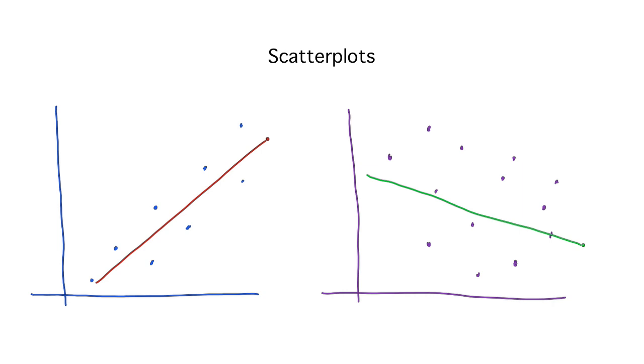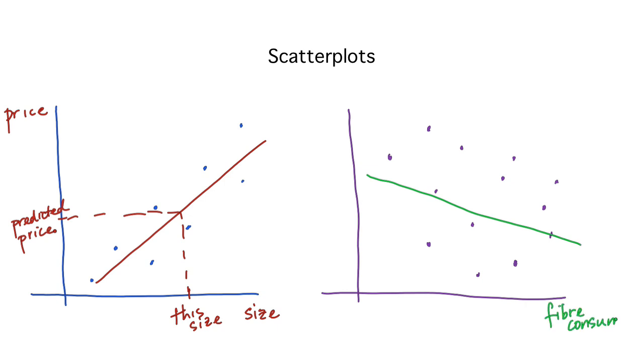For example, there's a positive relationship with the size of a house and its selling price. So, if we know a house has a certain size, we can predict what its selling price will be. Or we can use the model to investigate whether there is a relationship between the variables. For example, is consuming more fiber associated with lower blood pressure?